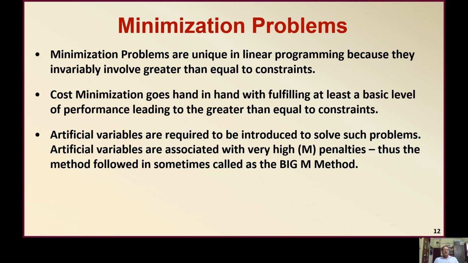Please also understand that artificial variables may be required in maximization problems also. It is prevalent in minimization problems, but nevertheless in maximization problems also it is quite okay. If you have greater than or equal to constraints, you have to use what is known as artificial variables, and we have to encounter the big M method. Fine, so that is about the minimization problems.